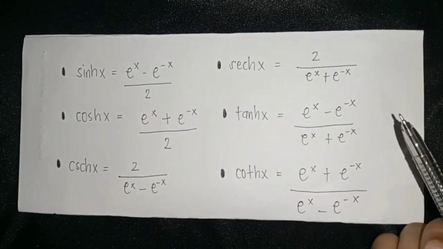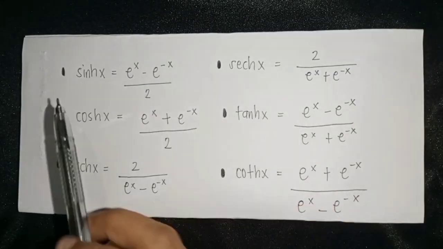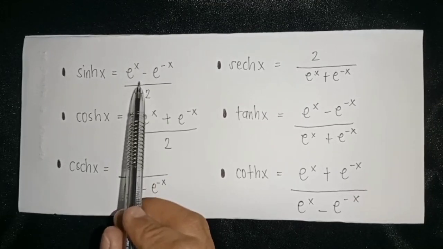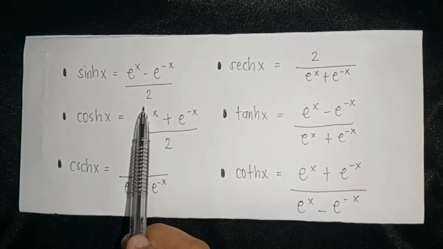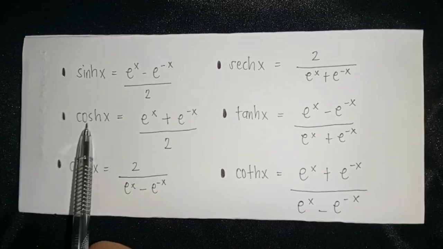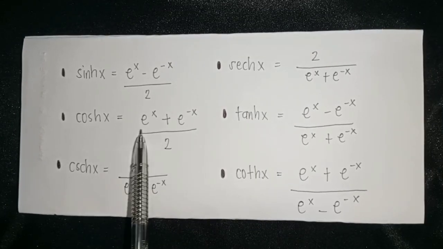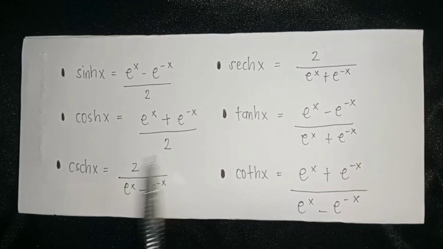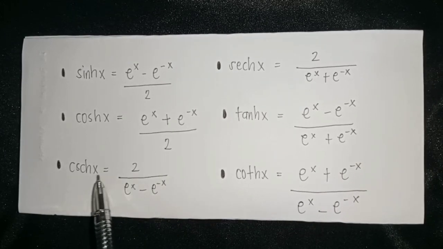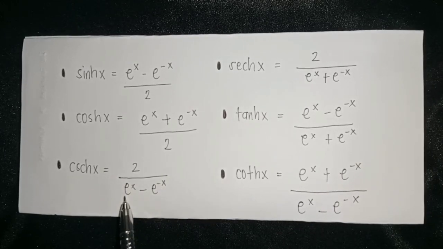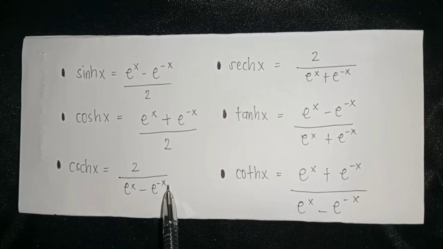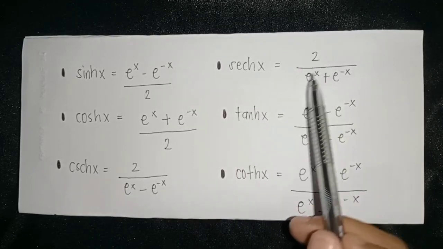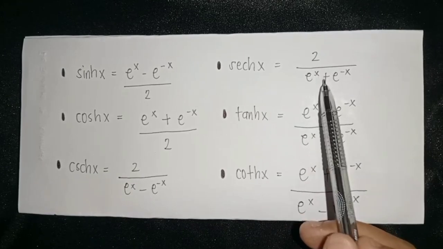And exponentially speaking, the first one, hyperbolic sine x, is equal to e raised to x minus e raised to negative x over 2. The second one, hyperbolic cosine x, is equal to e raised to x plus e raised to negative x over 2. Hyperbolic cosecant x is equal to 2 over e raised to x minus e raised to negative x. The fourth one, hyperbolic secant x, is equal to 2 over e raised to x plus e raised to negative x.